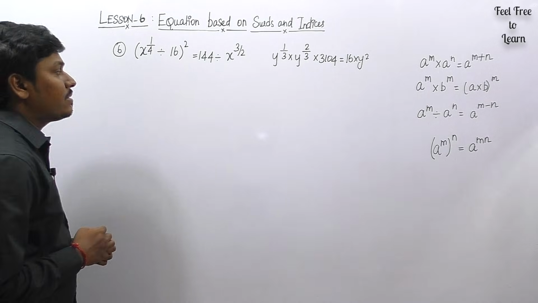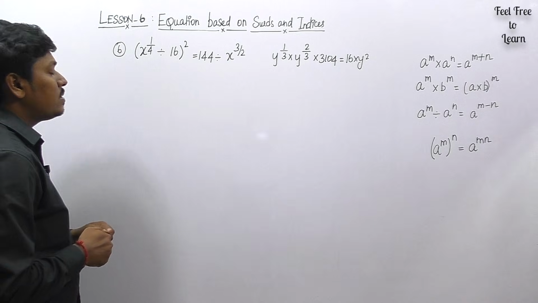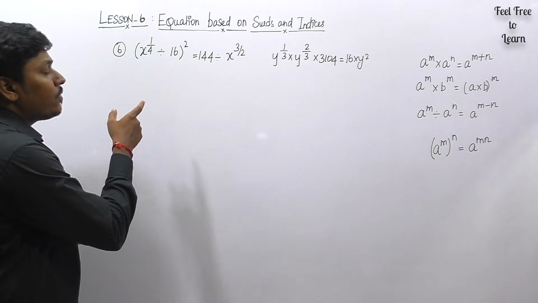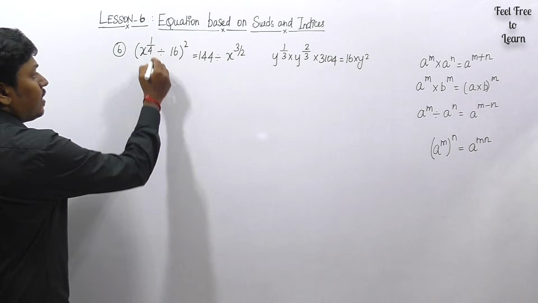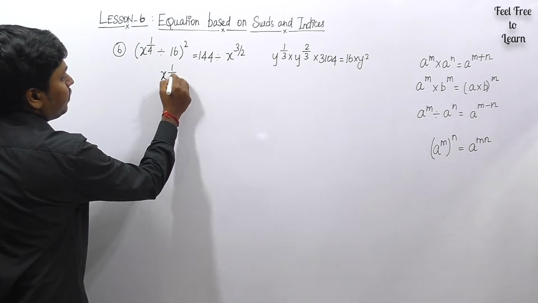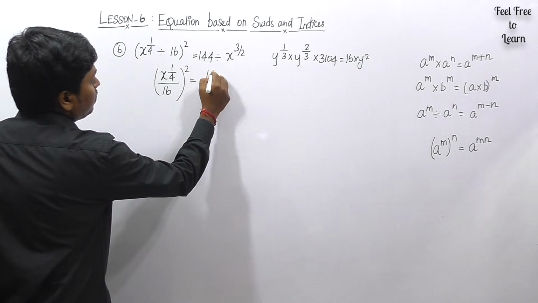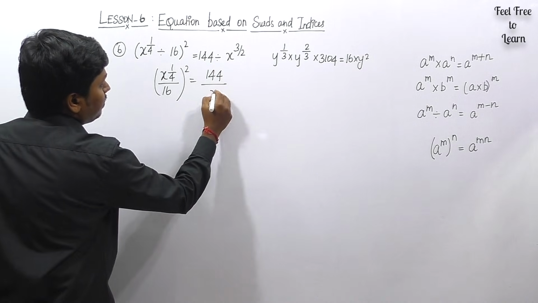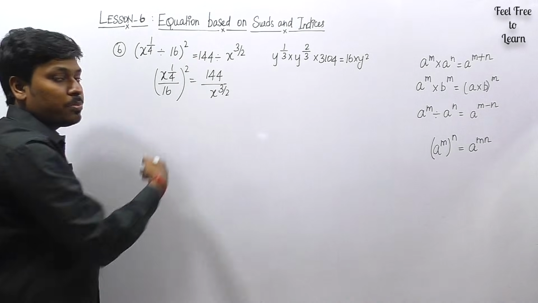The last, sixth question. So (x power 1 by 4 divided by 16) the whole square is equal to 144 divided by x power 3 by 2. So friends, first of all, write this as (x power 1 by 4 divided by 16) whole square is equal to 144 divided by x power 3 by 2. So both are the same, right? I am just converting the question into a proper format.